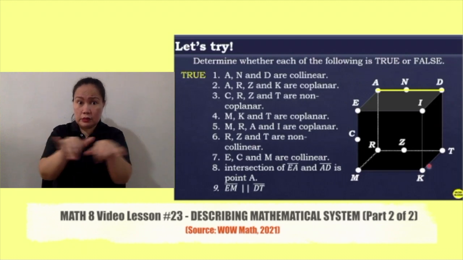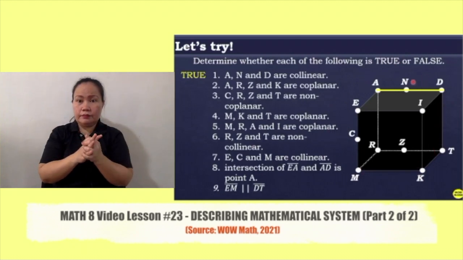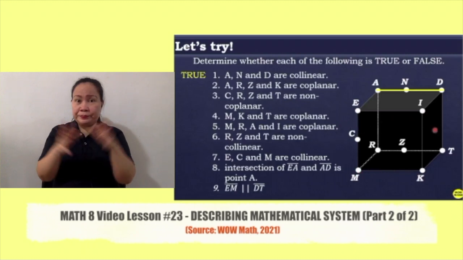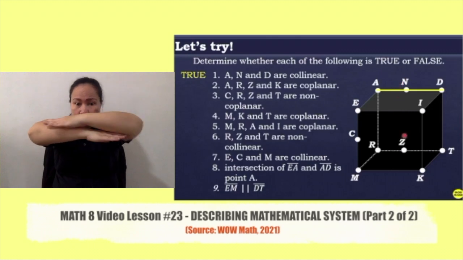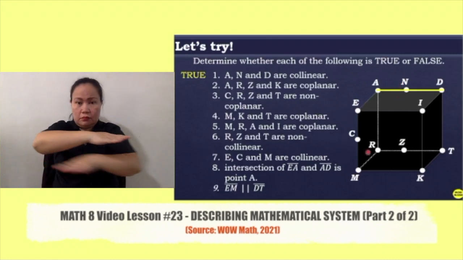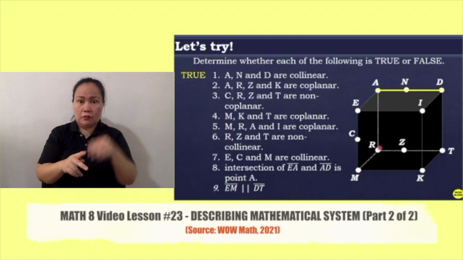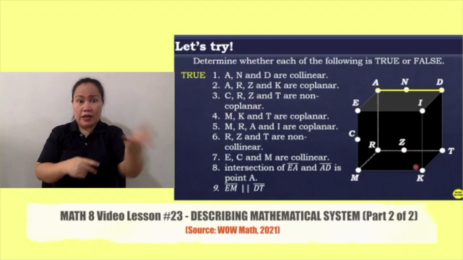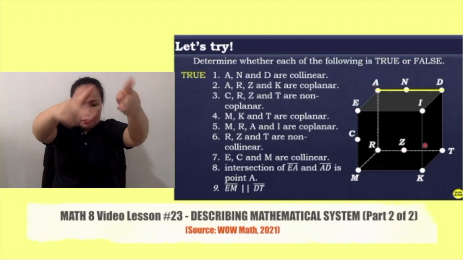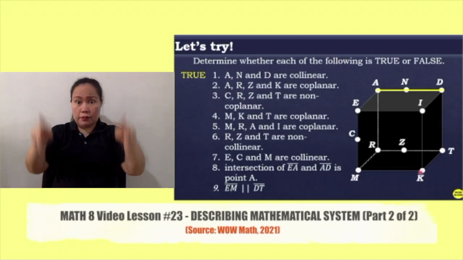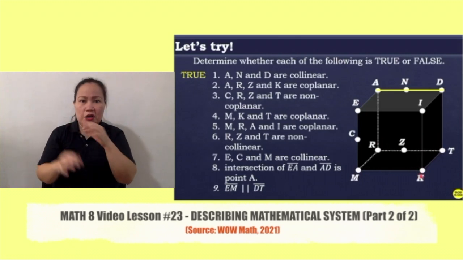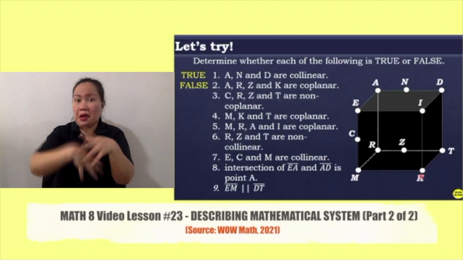Kasi, in this figure, we have 6 planes. Yung top, etong bottom, yung 4 na sides ng plane. So, isipin nyo para siyang box. Na ang box natin may top, may bottom, may 4 na sides. So, 6 ang planes dyan. Now, A, R, Z, K. Si A, R, Z, ito yung plane niya. Okay? Si K, ang layo. So, this is false. Okay?